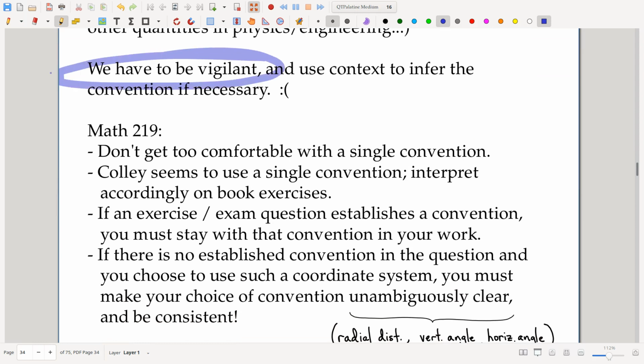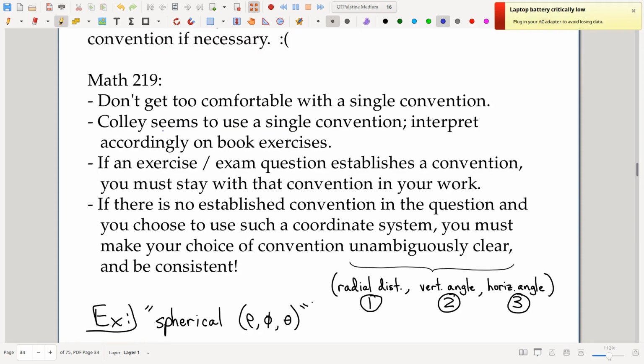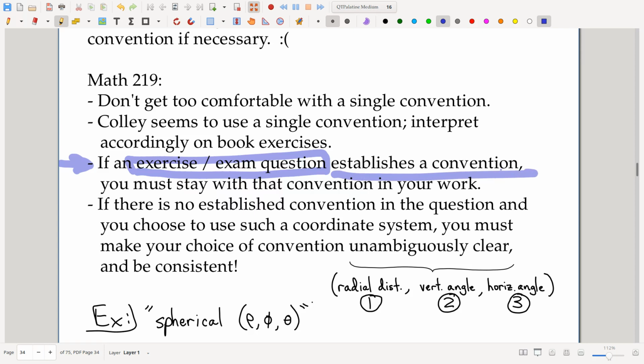Heads up. Now, there are some rules that we have to talk about in relation to this. In particular, in Math219, conveniently, it seems that Kali always uses the same convention that I've presented, and that's nice. Related question: if the question that you're working on has established a convention, you have to stick to their convention.